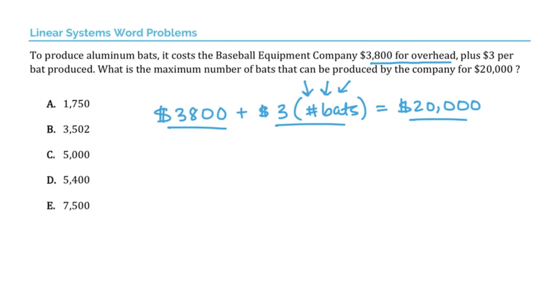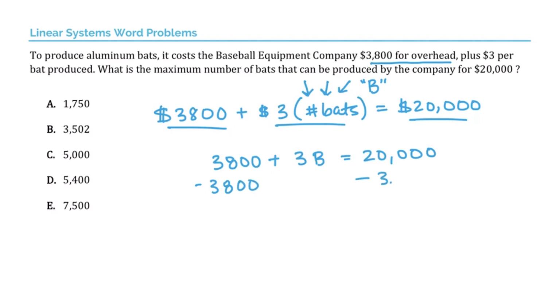So the number of bats I'm just going to define as the variable B. So I have $3,800 plus 3 times b equals 20,000. Now this just becomes a combining units problem where we need to get b by itself, so I'm going to subtract 3,800 from both sides.